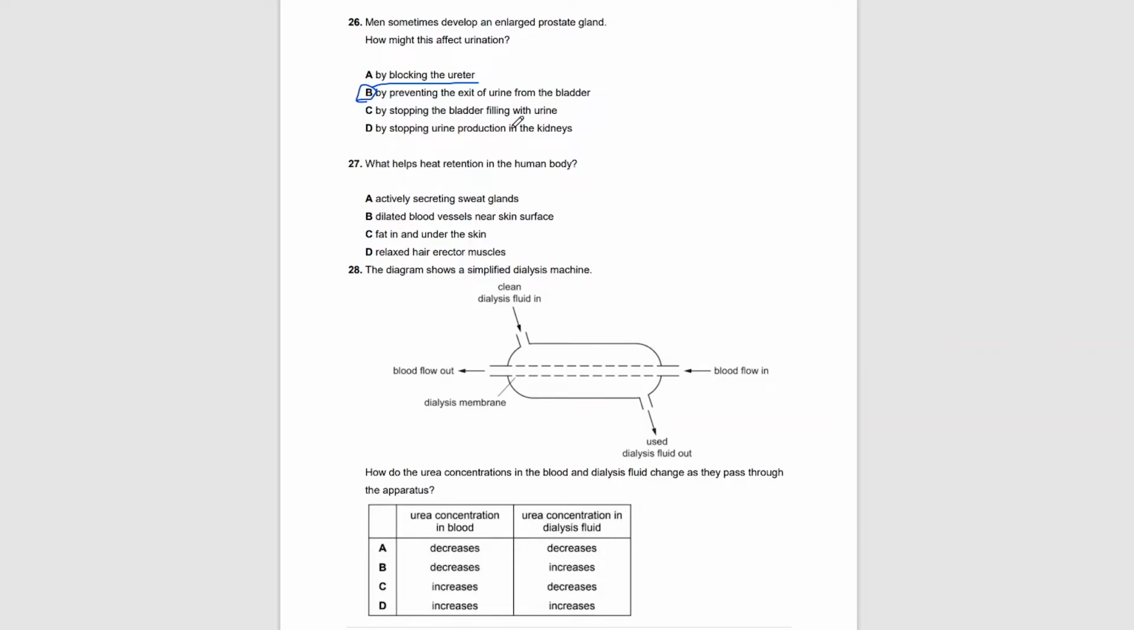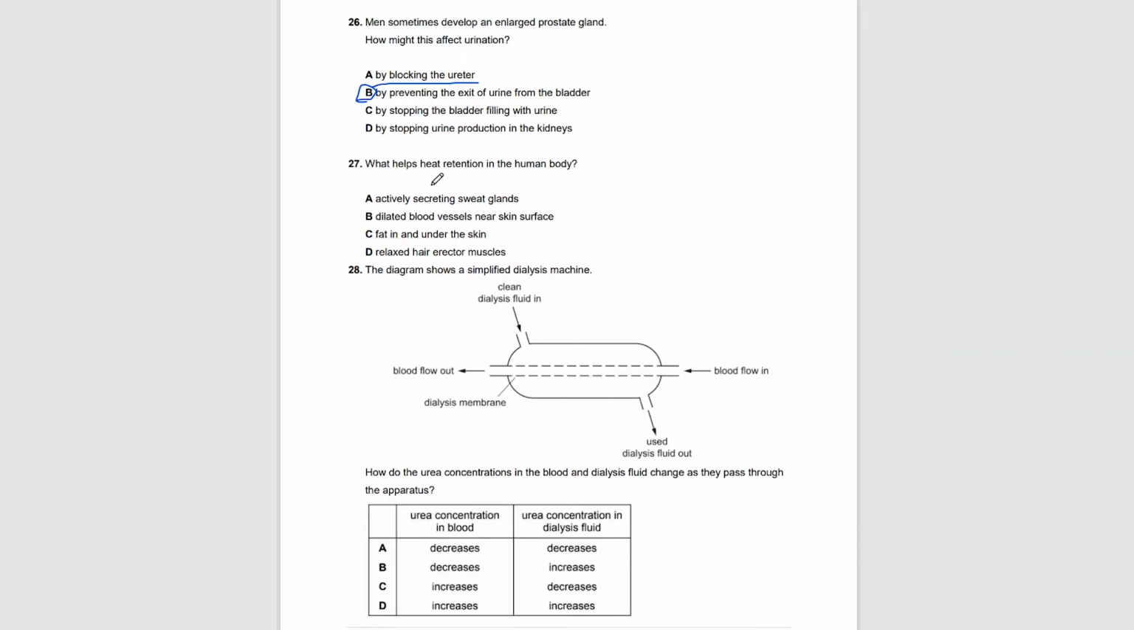By stopping the bladder from filling the urine, so urine is carried by the ureter, not the urethra. By stopping urine production in the kidneys, it has nothing to do with the production of urine, because production of urine takes place at the kidneys. So the answer is B.